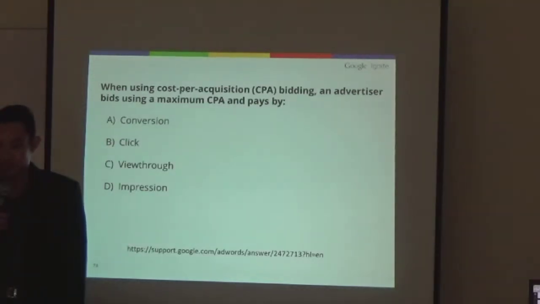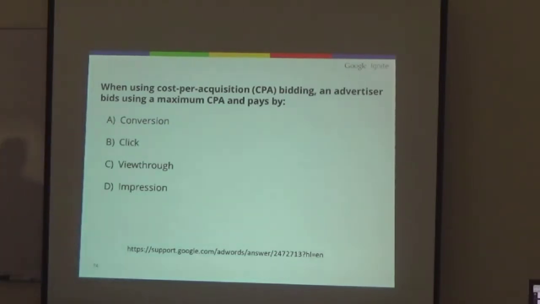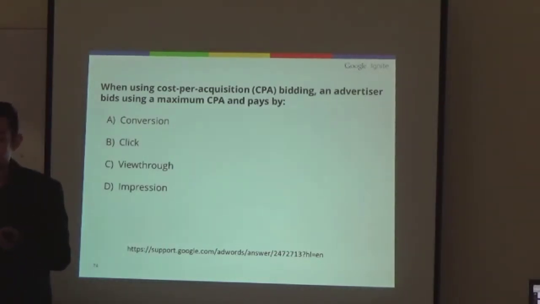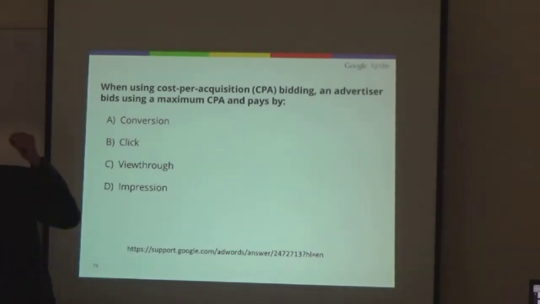Another interesting one, using CPA bidding, cost per action or cost per acquisition bidding. Advertisers who bid using a maximum CPA pay by what? Now, this question is not relating to display or advanced display. It ties back to the advanced search modules that we've gone through and the fundamentals. When we use CPA bidding, cost per acquisition bidding, we want to focus on conversion, yes?